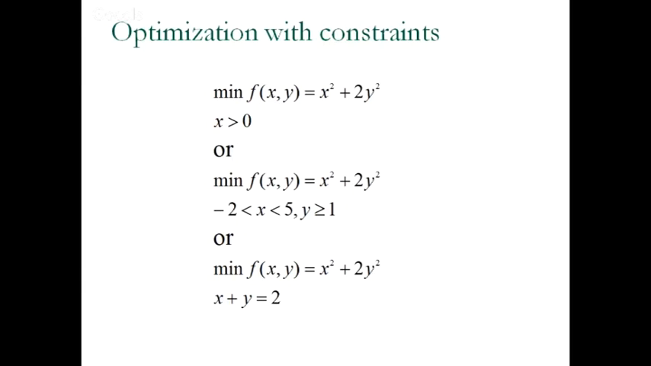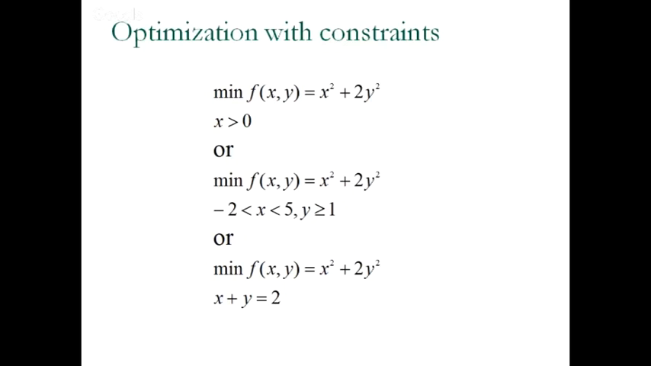Just see this. Minimize, with minus 2 less than x less than 5, and y equal to or greater than 1. So what has happened here? I have put two constraints on x. That means the minimum value x can have is minus 2. Not even minus 2, it should be greater than minus 2. And it should be less than 5. So it has to be translated into two constraints. That means minus 2 is less than x and x is less than 5. And y is equal to or greater than 1.